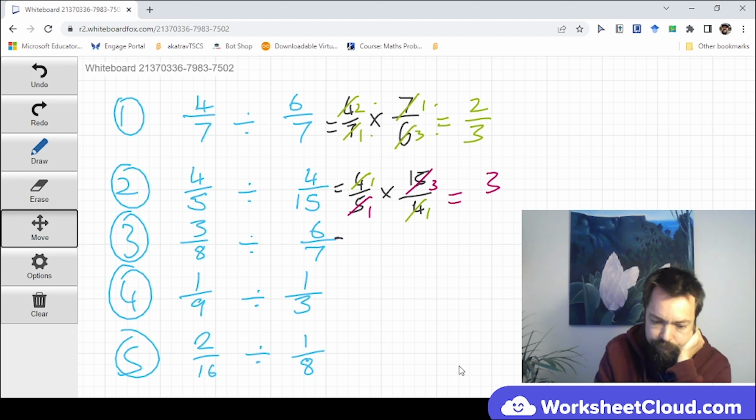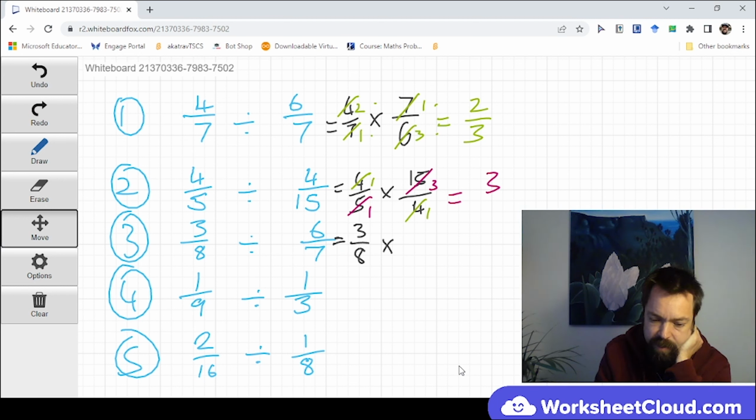Okay, next one. 3 over 8 times, instead of divide, 7 over 6. We're going to cross cancel. 3 goes into there once, 3 goes into there twice. Can't cross cancel that, can't simplify either, so we're going to multiply. 1 times 7 is 7, 2 times 8 is 16 is my final answer.